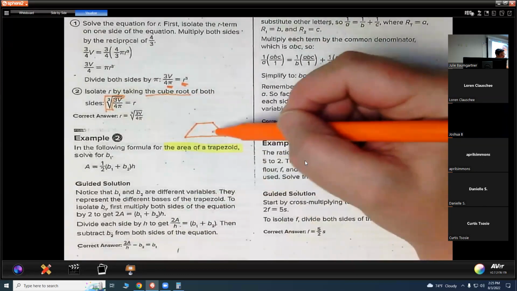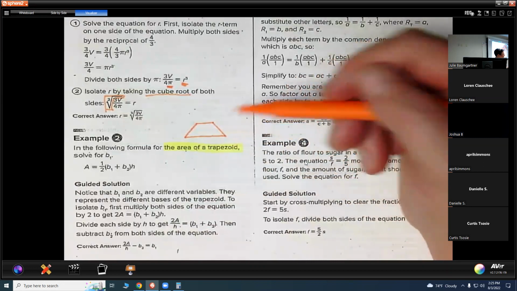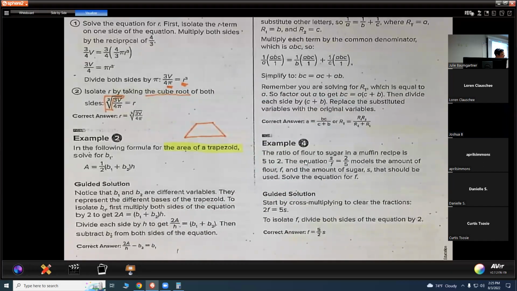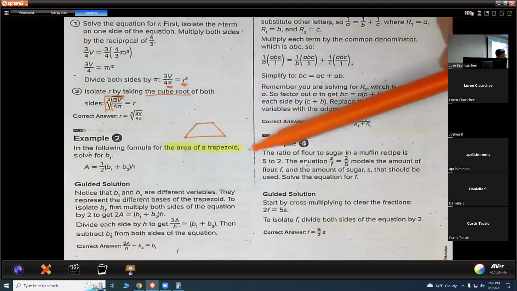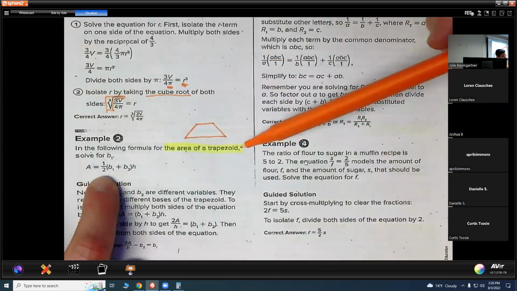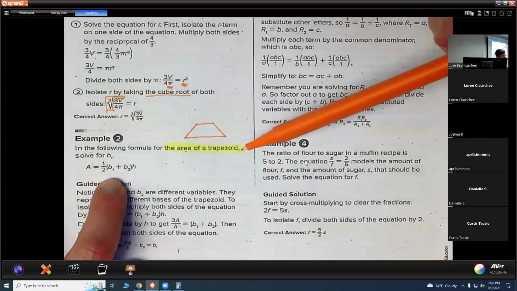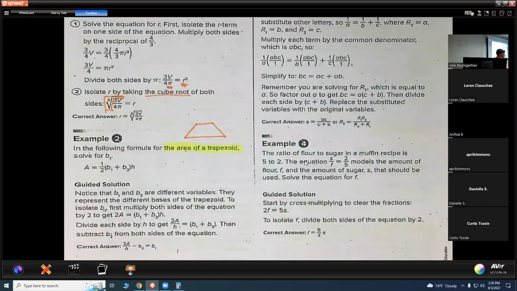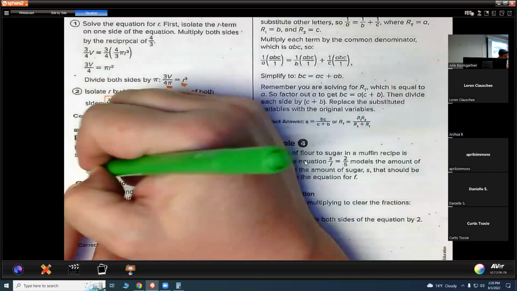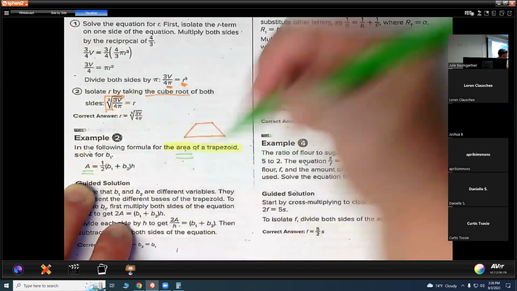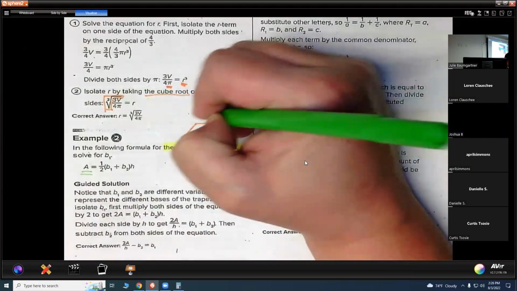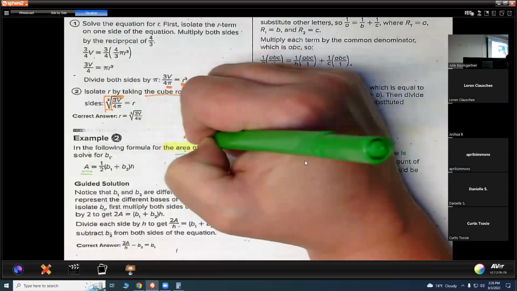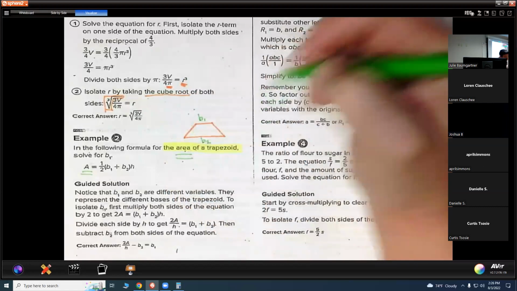Right, so a trapezoid is a different shape from a rectangle or square. It's a 4-sided shape though, okay? So to find the area of a trapezoid, you take 1/2 times (B1 plus B2) times the height. B stands for base, A stands for area, just like V stands for volume, okay? And on our trapezoid, it's the two parallel sides that are the bases.